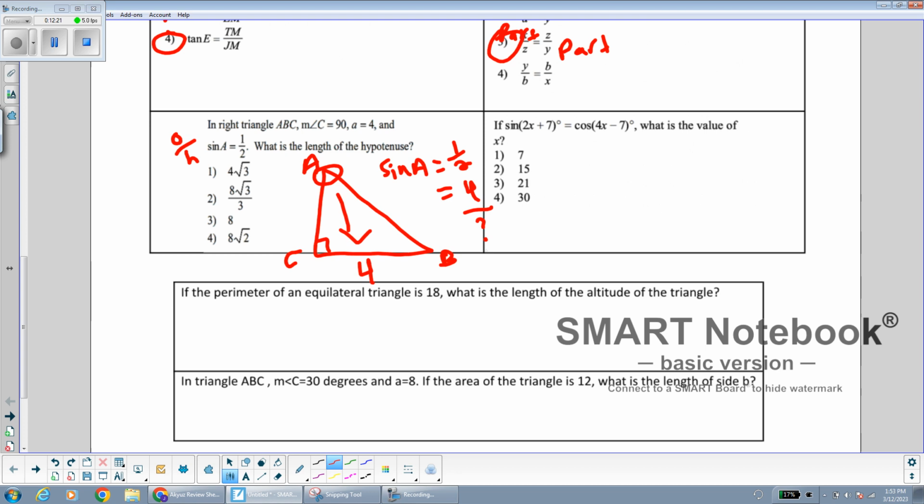Try out each of the answer choices. If you put 8 here, 4 over 8 is 1/2. So that's the one that we're looking for. If this is 8, opposite over hypotenuse would be 4 over 8, which is 1/2.